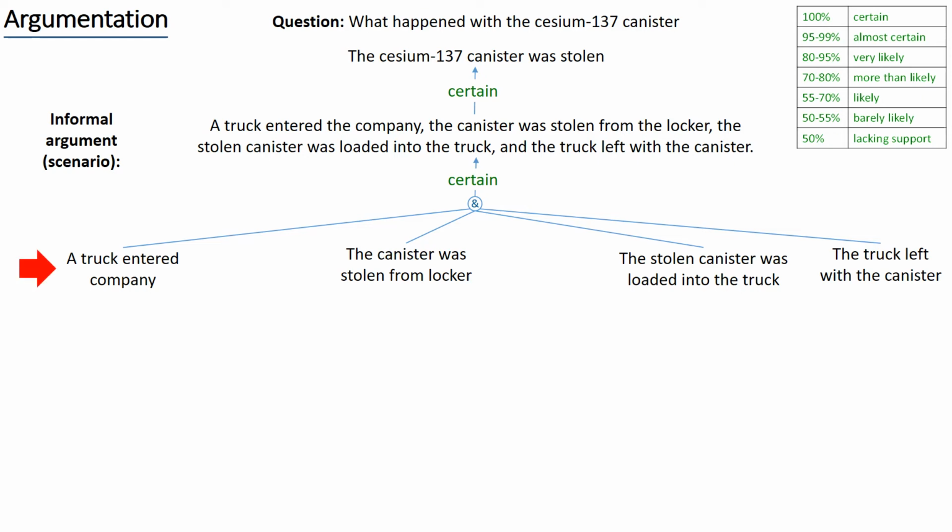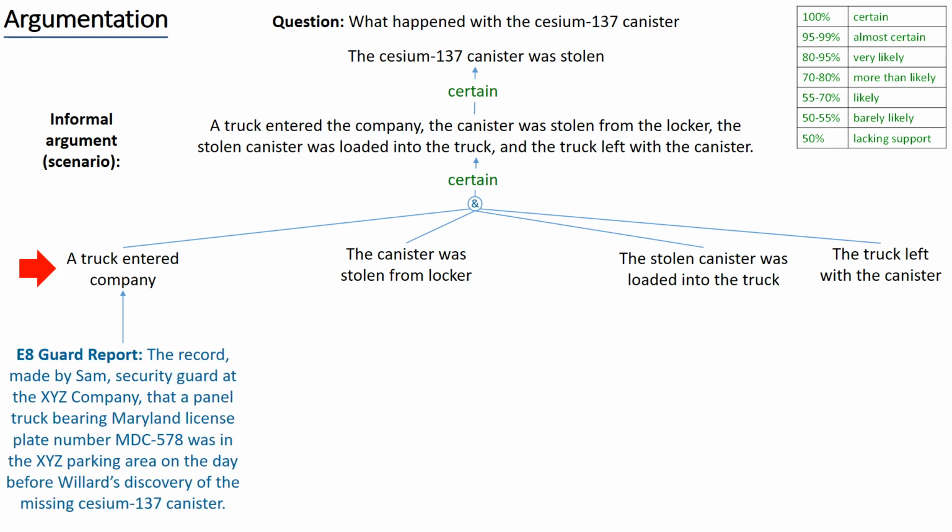A truck enters the company. We have the following favoring evidence for this. The record made by Sam, security guard at the company, that a panel truck bearing Maryland license was in the parking area on the day before Wheeler's discovery that the canister is missing. The relevance of this evidence item is certain because it asserts the event that a truck enters the company.